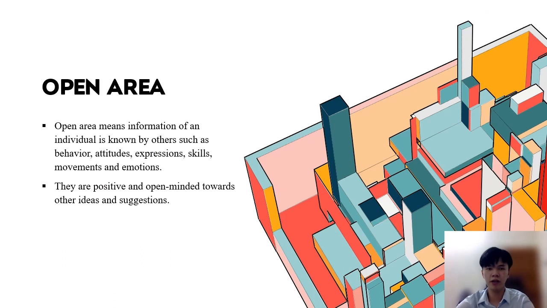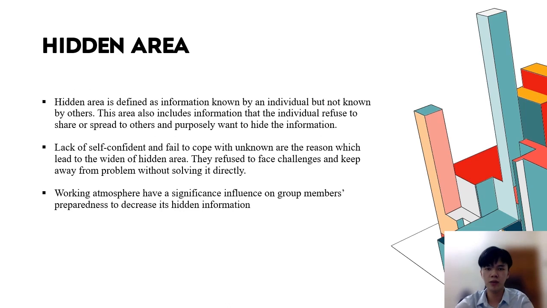Open area means information of an individual that is known by others, such as behaviors, attitudes, expressions, skills, movement, and emotions. They are positive and open-minded towards other ideas and suggestions. Hidden area is defined as information known by an individual but not known by others. This area also includes information that the individual refuses to share or spread to others and purposely wants to hide. Lack of self-confidence and fear to cope with the unknown and risk are the reasons which lead to the widening of the hidden area. They refuse to face challenges and keep away from problems without solving them directly. Working atmosphere has a significant influence on group members' preparedness to decrease their hidden information.